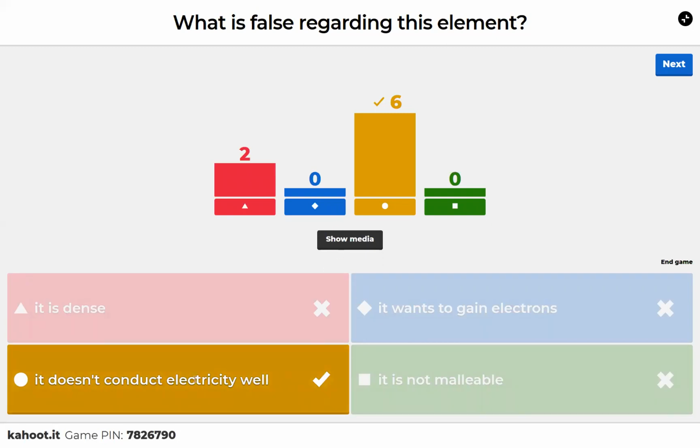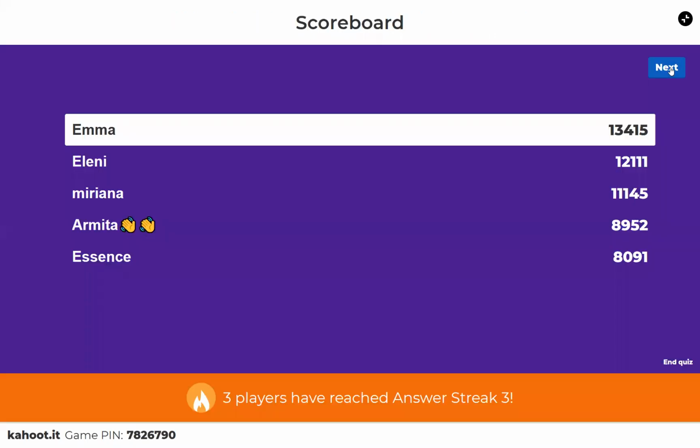Well, that is false, but this other statement is false too. It wants to gain electrons is also false, and it is not malleable is also false. The question should have been what is true regarding this element. It didn't change it. Oh boy. All right. That's okay. So this was supposed to be what is true regarding this element, and the answer is it is dense. But obviously, for some reason, it didn't record my changes. Frustrating. Okay. Next.